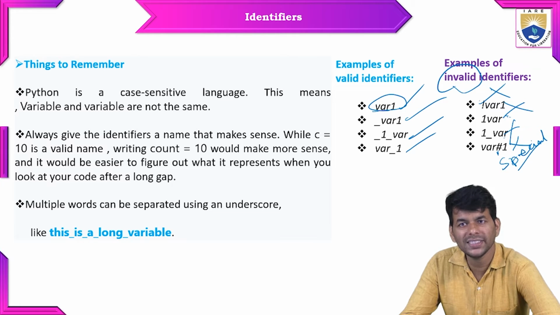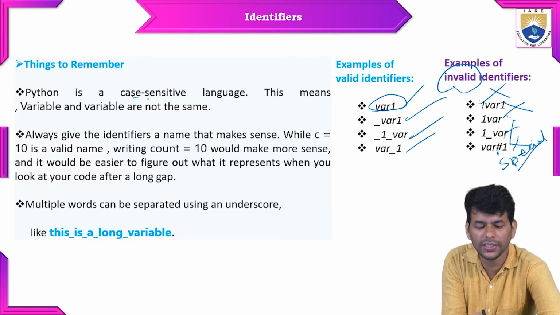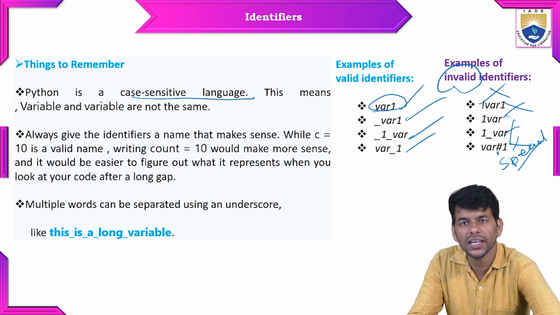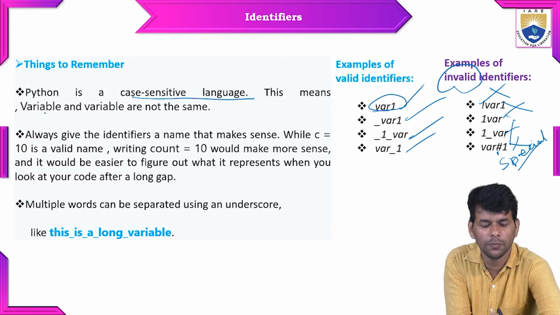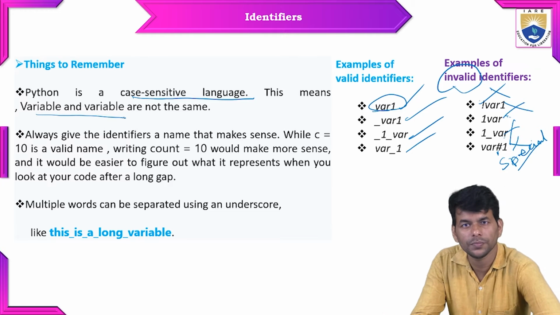Python is a case sensitive language. What does it mean? Case sensitive language means what? Very simple. I will give a small example so you can get it clearly. Here we have the variable and Variable. These are not the same. Why are they not the same, when they look very similar?